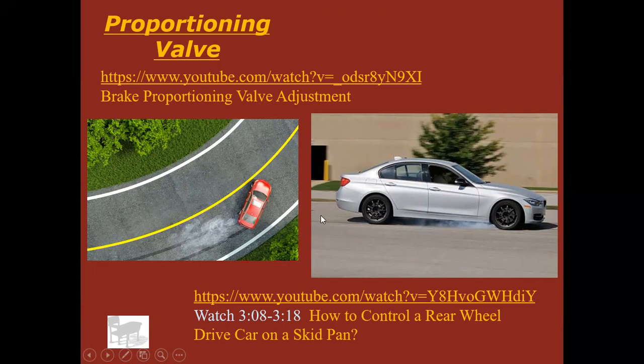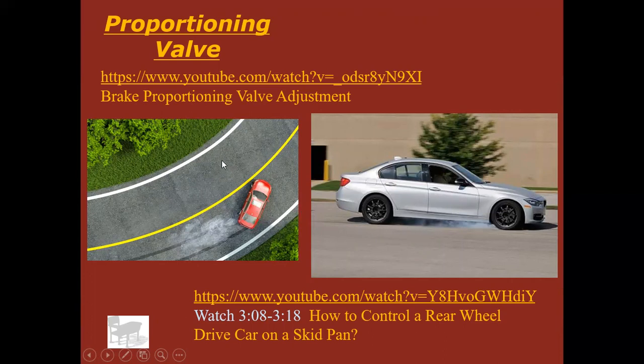So a proportioning valve backs off the pressure on the rear wheels. So if you stomp the brakes, the rear wheels get less pressure than the front, so that you end up with more of a controlled stop, like what this BMW is doing, instead of what this red car is doing.